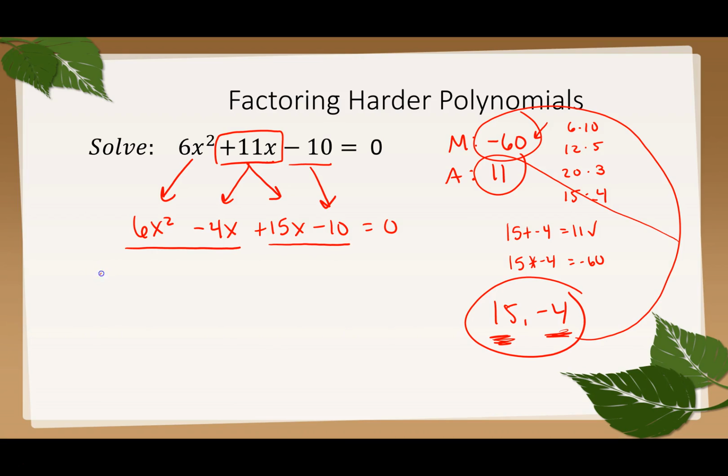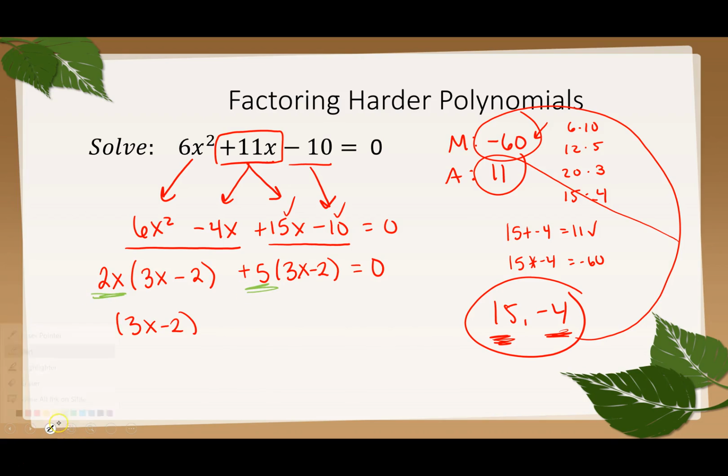I'm going to pull out a 2x, the biggest thing I can pull out. And then I'm going to have a 3x and then a minus 2. And as soon as I've written 3x minus 2, I'm going to immediately write 3x minus 2 over here. Okay, so now I'm going to have a plus 5 here. Let's make sure that's right. 5 times 3x is 15x. 5 times minus 2 is negative 10. Beautiful. Again, next step is to pull out 3x minus 2 as a common factor. But then also, I've got a 2x plus 5. So I'm going to have a 2x plus 5.